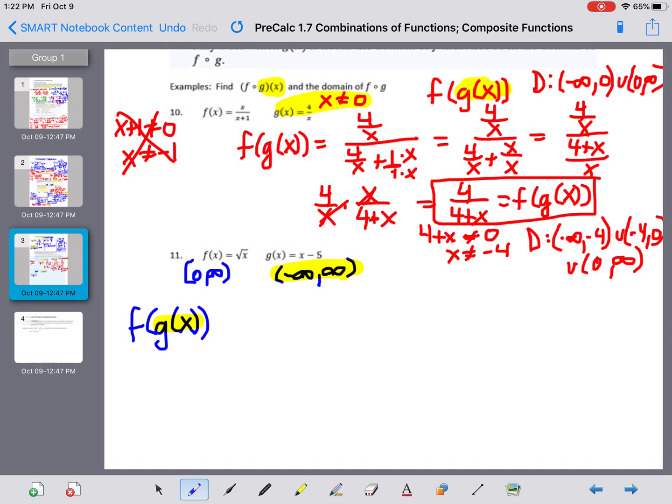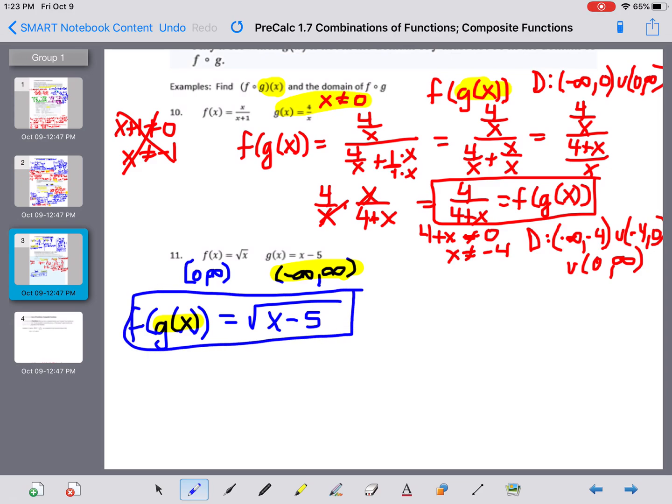So that means I'm going to put my g of x everywhere I see x in my f of x. There's my function. I can't do anything with it. So there is my function. To find my domain, I need to look at my g restrictions, which was none. Now my new restrictions would say x minus 5 needs to be greater than or equal to 0. So x needs to be greater than or equal to 5.